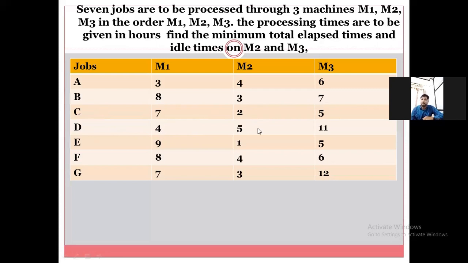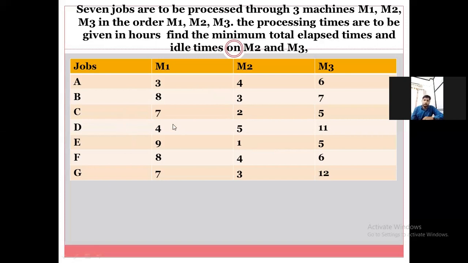Then job D, processing times are 4, 5, 11. Then job E, processing times are 9, 1, 5. Then job F, processing times are 8, 4, 6. Job G, processing times are 7, 3, 12. So this is the n jobs three machine problem.